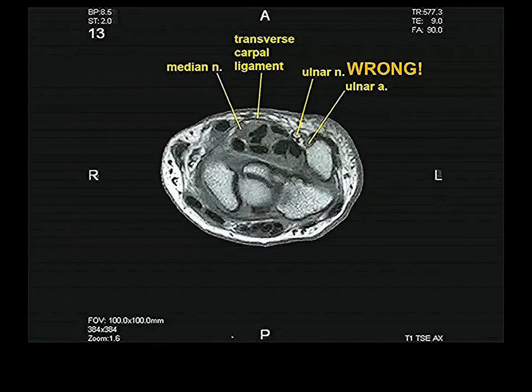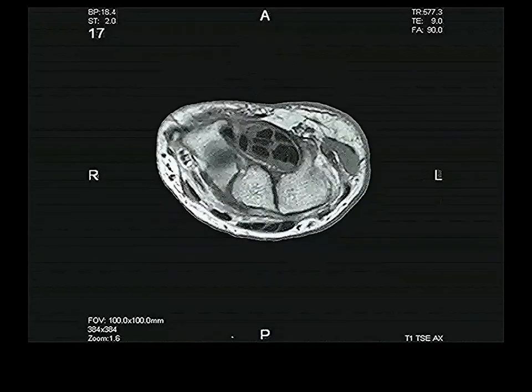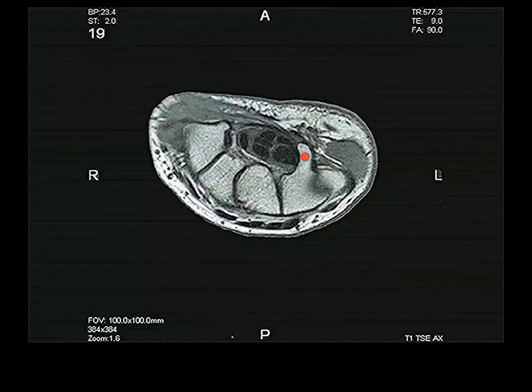And here, in the structures deep to the transverse carpal ligament, the structures of the carpal tunnel, the median nerve, which is right up against the undersurface of the transverse carpal ligament. This is flexor pollicis longus. Here are the tendons right here, flexor digitorum superficialis. Here are the tendons right here of flexor digitorum profundus. And here's a nice hook of hamate as we come down.